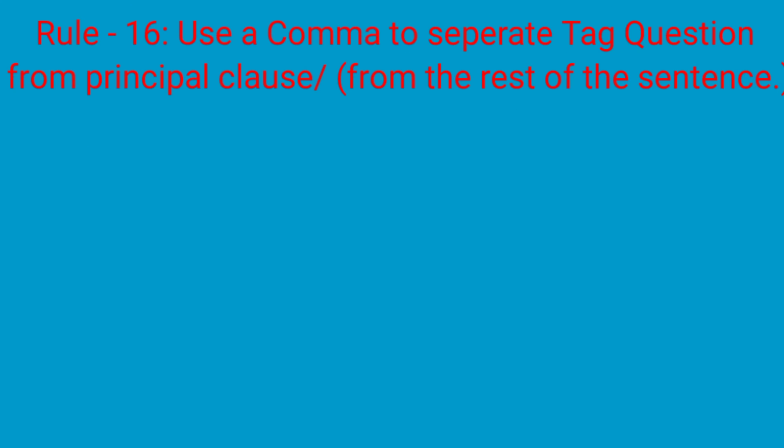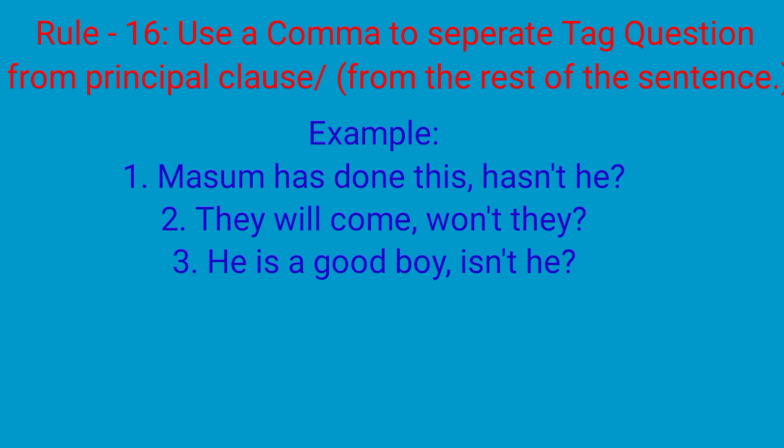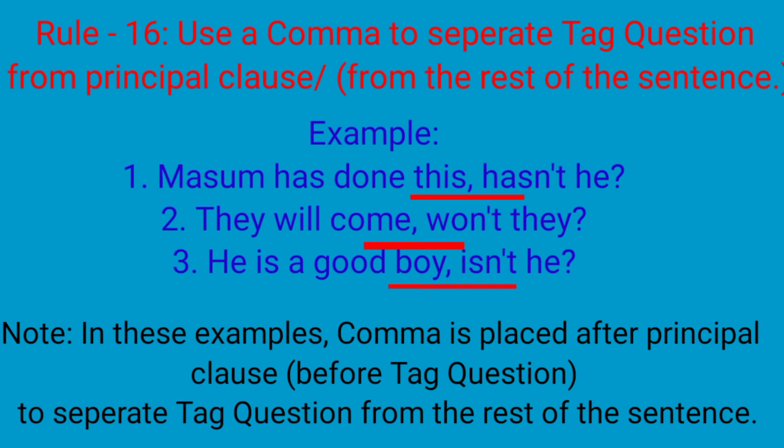Rule number 16. Use a comma to separate a tag question from the principal clause, from the rest of the sentence. Example: Masum has done this, hasn't he? They will come, won't they? He is a good boy, isn't he? In these examples, a comma is placed before the tag question to separate it from the principal clause.